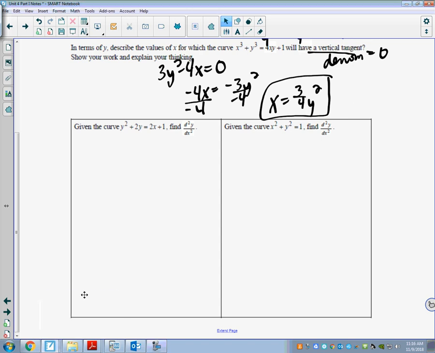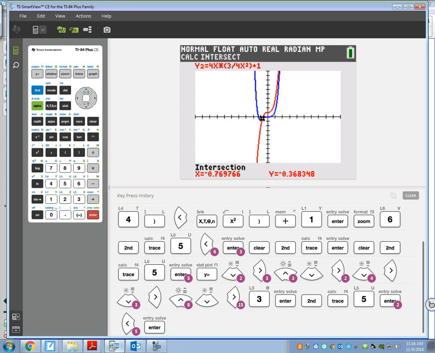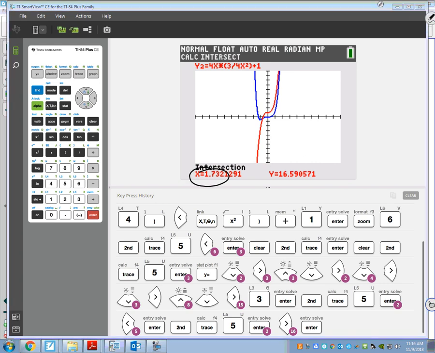Okay, I want to pick back up where I left off in class. We were working on this one in class. It looks like I might need to zoom out on this one for the other zero. So if I hit second calc, intersect, first curve, second curve, I'm going to guess over here and see if it'll find the answer. Oh, look, it says 1.732. So even though it's off the screen, it still gives me that answer there.